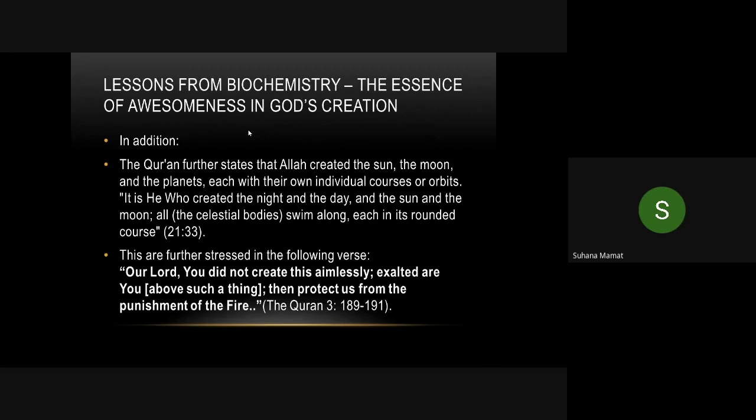So these are further stressed in the following verse. Our Lord, you did not create this aimlessly. Exalted are you above such a thing, then protect us from the punishment of the fire.